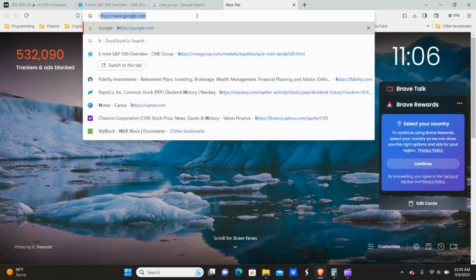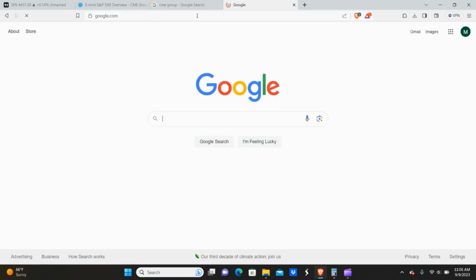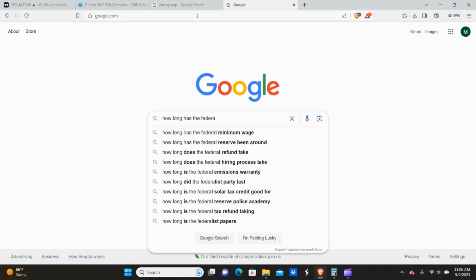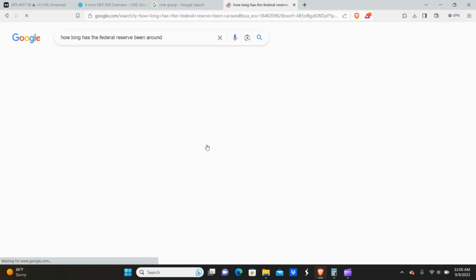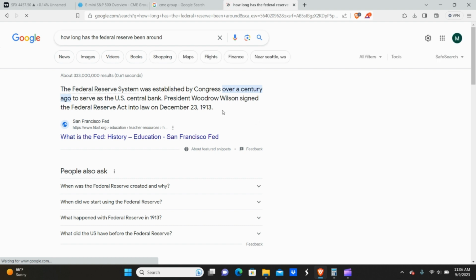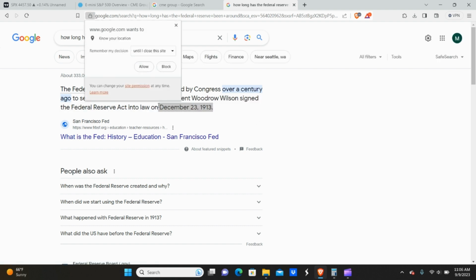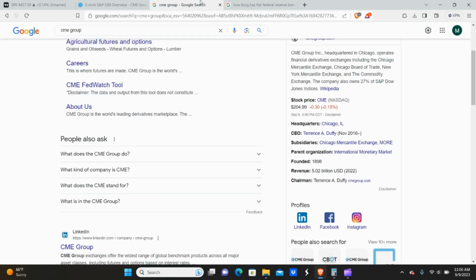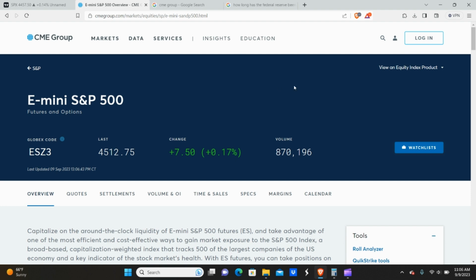So we're going to actually compare another metric here. We'll go back to Google, type in how long has the Federal Reserve been around. The Federal Reserve was brought into law on December 23, 1913. So as you can see, the CME has existed for decades longer than the Federal Reserve has. So these guys know their stuff, okay?